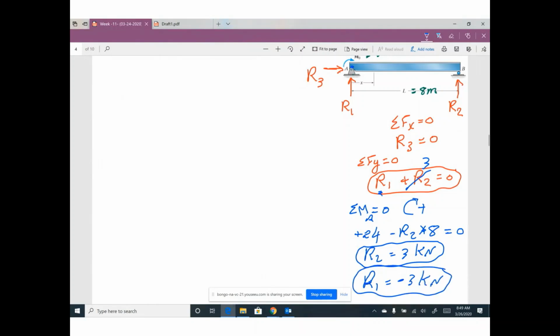What is the meaning of negative reaction? R2 equals 3 positive, that means this reaction and this direction is correct. R1 equals -3, that means this assumption isn't correct. Your correct assumption will be down and your value will be 3 kilonewton. And R3 equals 0.